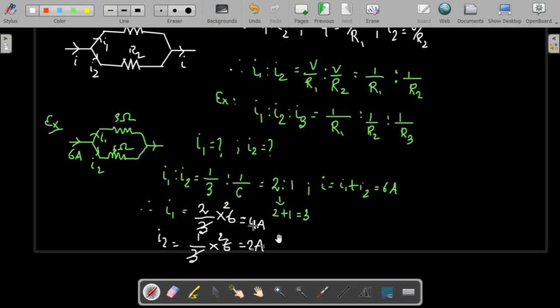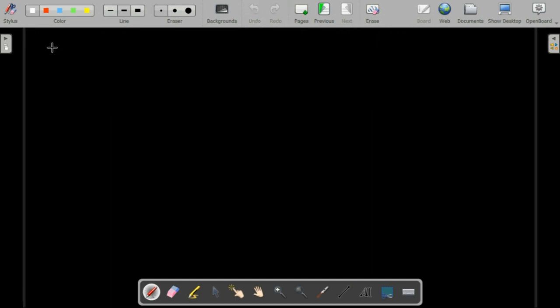4 plus 2, 6. So we know across this it would be 4 ampere, across this it would be 2 amperes. Okay? So in this way, we can actually use this logic that I've just now given to you and solve a lot of numerical problems. Let me just take one more problem. I can take it as an exercise here and find out the things that are being required.